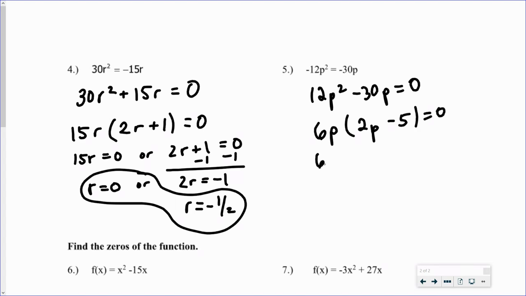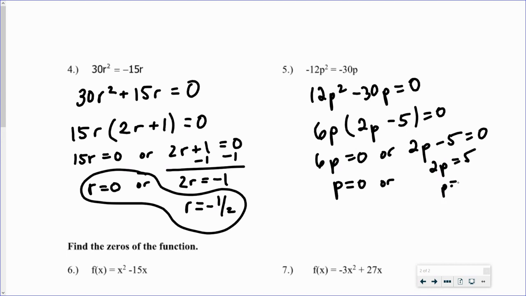Again, set each of those factors equal to 0, applying the zero product property. The equation on the left, 6p equals 0, divide both sides by 6, and we get p equals 0. Or on the second one, we're going to add 5 to both sides to get 2p equals 5. Divide both sides by 2, and we get p equals 5/2.